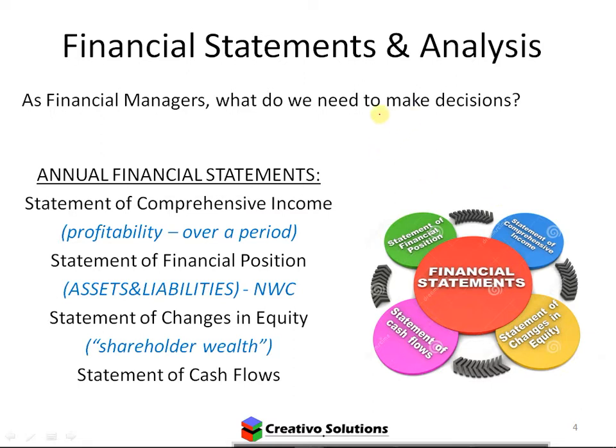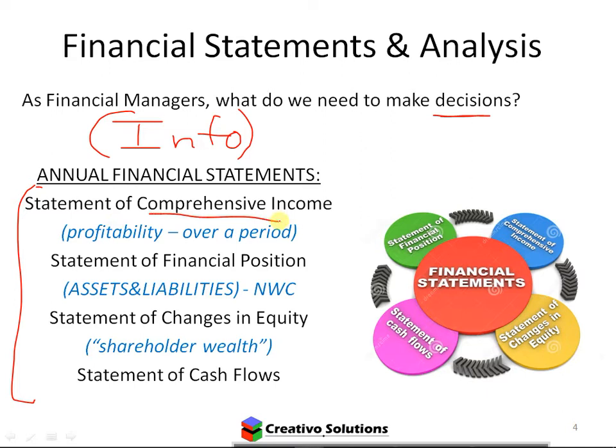Okay, so how do we make decisions? We need information. Okay, and who provides us with information? The accountants. Okay, accountants draw up those statements. Statements for the company, statements for a specific business unit, statements for a specific product. It all depends. But you've got 4 statements to look at.